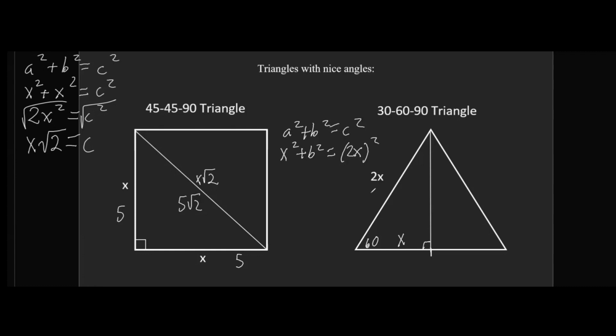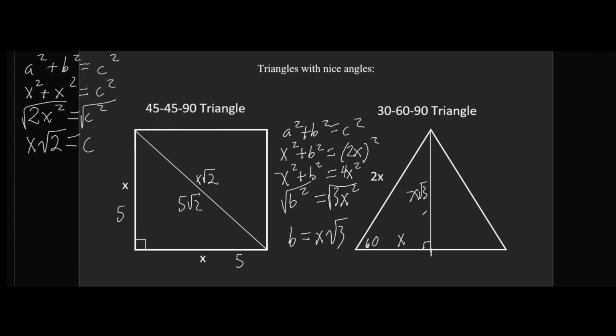So careful here. If you're going to square 2x squared, that's 2x times 2x rather than 2 times x times x. So 2x squared will be 4x squared, and we'll have x squared on the other side. And if we want to get b by itself, we just subtract x squared from both sides. And 4x squared minus a single x squared is going to give me 3x squared. And to get b by itself, we're just going to go ahead and square root both sides like we did with the 45, 45, 90, giving us that b is equal to x times the square root of 3. So that side right there is x times the square root of 3.